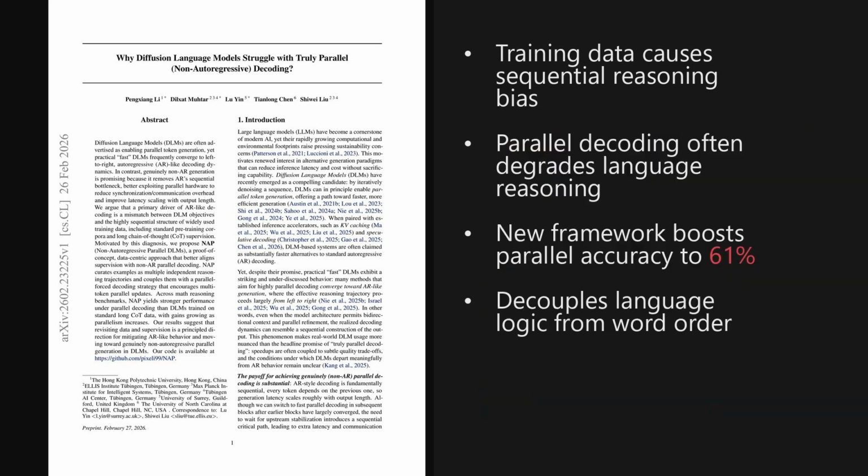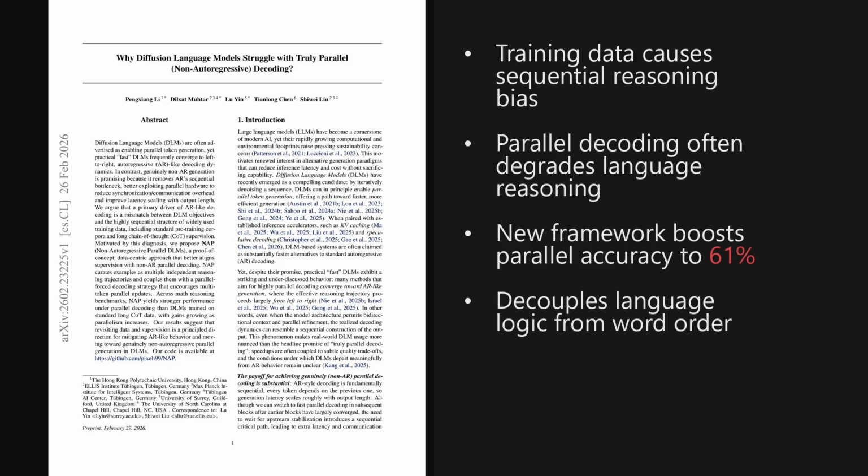I'm Alex. Today we're looking at a paper trending on X, published on February 26, 2026, just 3 days ago. It uncovers why diffusion language models often fail to achieve true parallel generation, and introduces a solution called NAP that improves accuracy on the GSM 8K benchmark from roughly 47% to 61%. The paper is titled, Why Diffusion Language Models Struggle with Truly Parallel Non-Autoregressive Decoding.